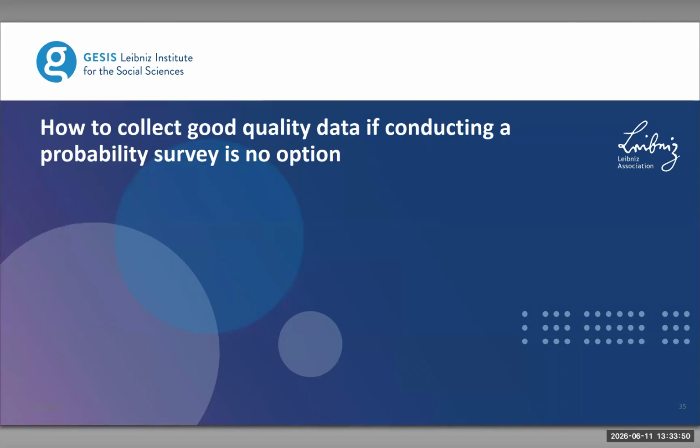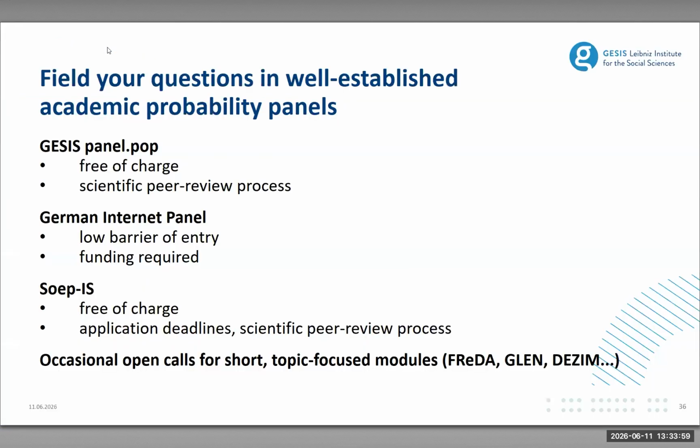I mean, like I said, it's an intense process, creating a sample frame and then sampling and then doing these interviews. And there are, of course, well-established academic probability panels that you can use to field your questions, like the GESIS Panel.pop. This is free of charge, and you can submit your proposals, and then they undergo some scientific peer review process, and then you might be able to field your survey.